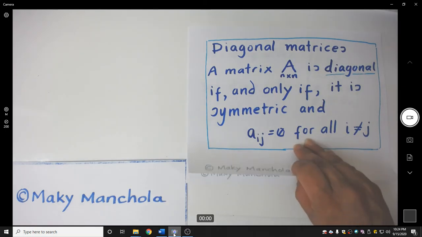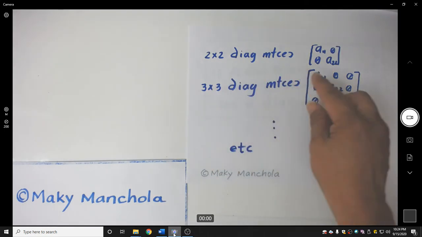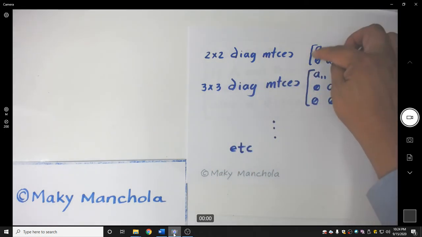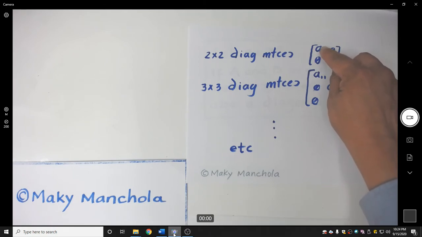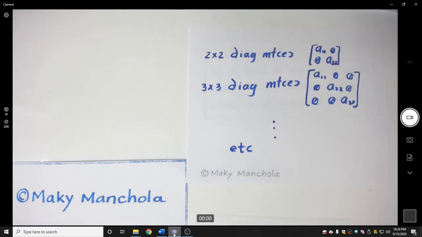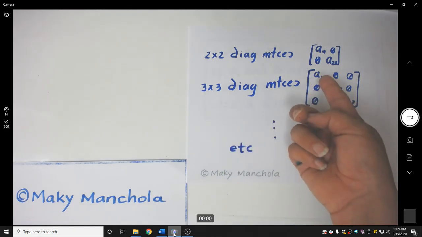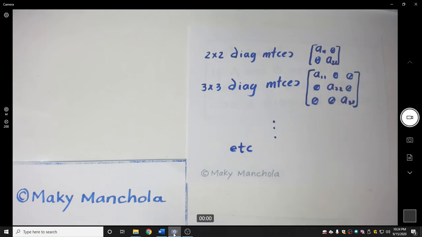So here are some instances. 2 by 2 diagonal matrices have this form. Everything off the diagonal are zeros. The diagonal entries are any generic entries. 3 by 3 diagonal matrices have this form. The diagonal entries are generic, but every non-diagonal entry is 0, etc.